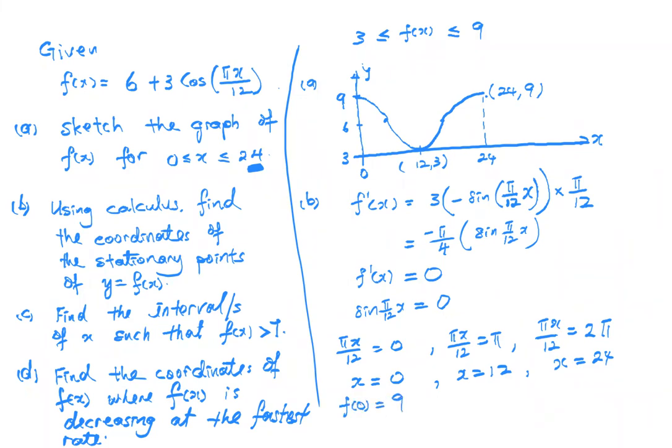9. What is f(12)? 3. You don't have to calculate, you've got the graph there already. And what is f(24)? If you don't know, you can use your graphic calculator, call out your y1. Correct? So please, I don't want to see the working. It is equal to 9. So the coordinates will be (0, 9), (12, 3), and (24, 9). So this will be the local minimum. This is the local maximum, local maximum.